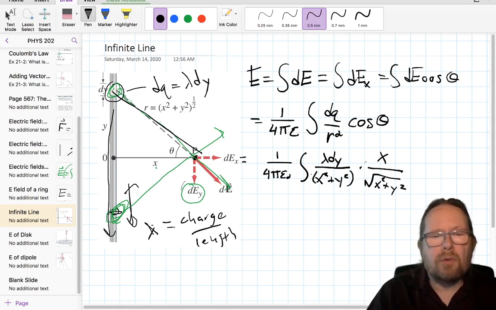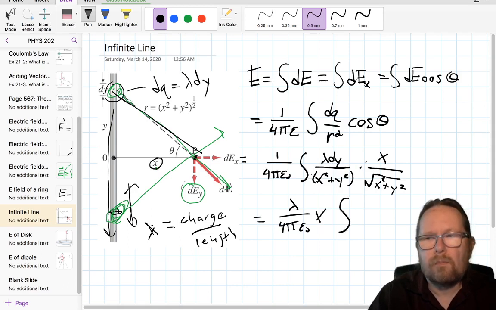So we can write this whole thing as lambda over 4 pi epsilon naught. Lambda is a constant, it can come out of the integral. x is actually also a constant. It's just our distance from the origin. So that can come out of the integral as well. Times the integral of, what do we got here? We've got dy, and then we've got x squared plus y squared times the square root of x squared plus y squared. So that's x squared plus y squared to the 3 halves power.